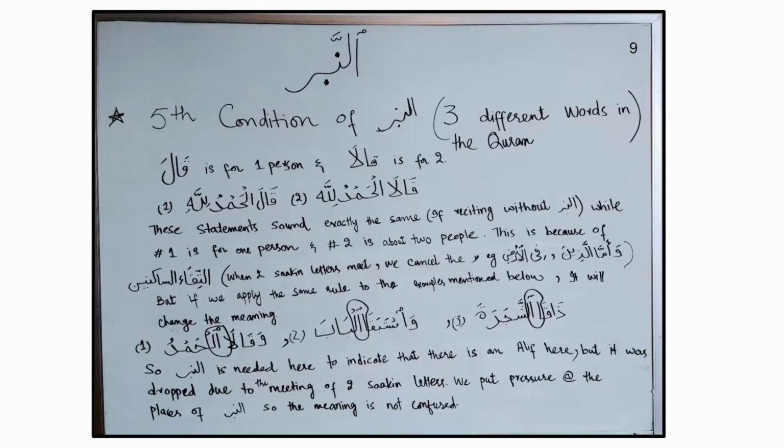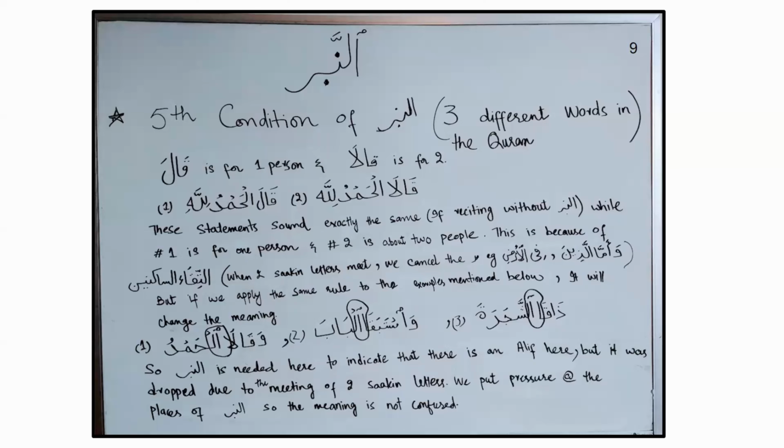Now we will discuss the fifth and the last circumstance of Nabr in the recitation of the glorious Quran. And this one only occurs in three different words in three specific locations in the Quran. These three words are all past tense verbs in the dual form. That means there are two subjects, and these words are formed with an alif mad. And this alif mad indicates that there are two subjects.